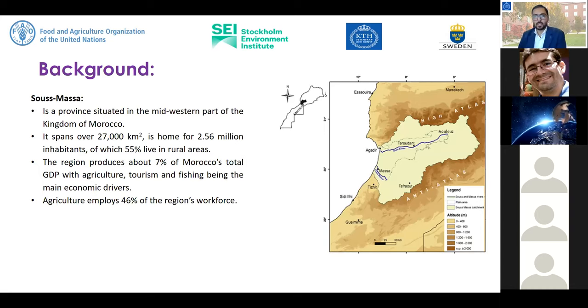And the importance of Souss-Massa for Morocco is really significant because it contributes 7% of the GDP. It's the place where most of the high value agricultural products are cultivated. And the agricultural sector employs about half of the workforce in Souss-Massa. So it is a very important socioeconomic activity, which is contributing to the welfare of the province itself, but also to the Moroccan GDP.